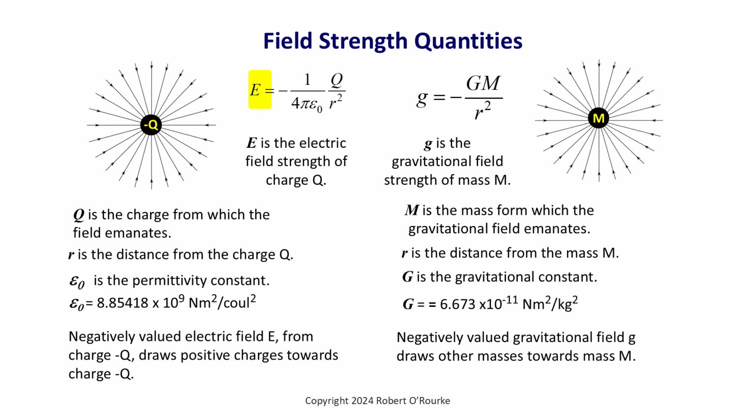Capital E is the electric field strength measured at a distance r away from the charge minus Q. The negative charge on Q corresponds to field strength arrows pointing into minus Q and force that attracts positive charge.